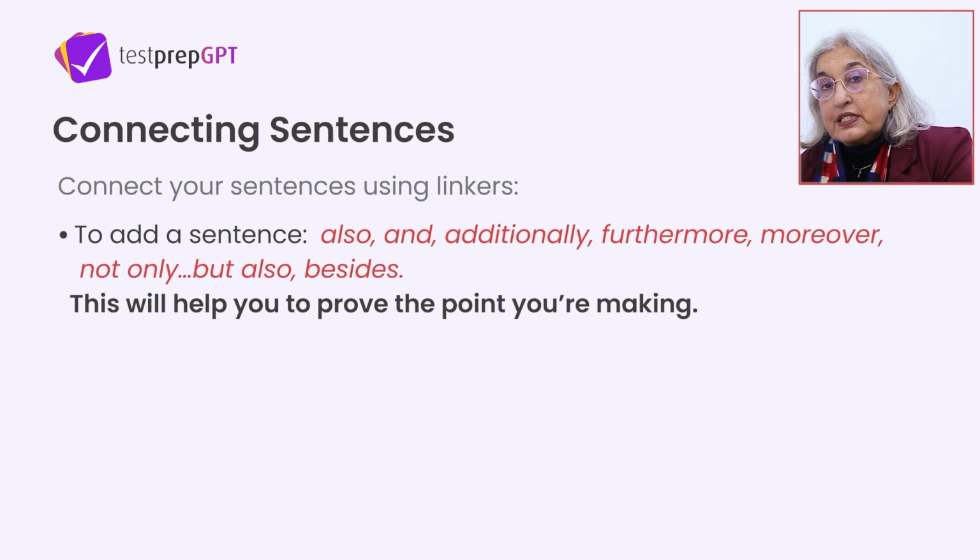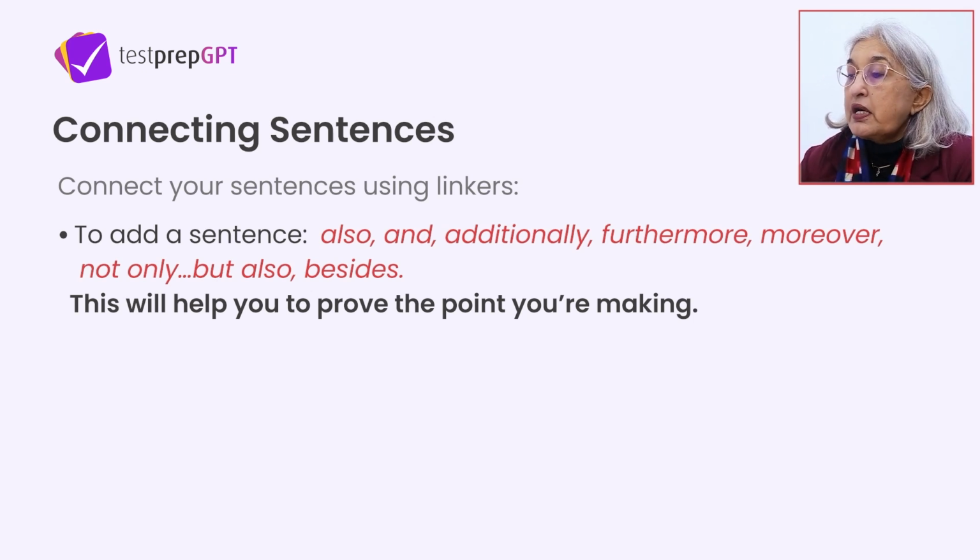Besides being such and such, besides being important, this is also economically useful. So something like that. When we say besides, we mean together with. Both points are relevant. So when you use these linkers, this will help you to prove the point that you are making. So you make a point, and then in order to prove it, you will then add to it. And you will add to it by linking that earlier point with the next one. So you will say and, additionally, furthermore, etc.